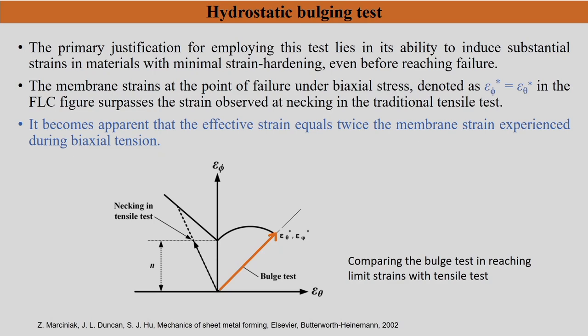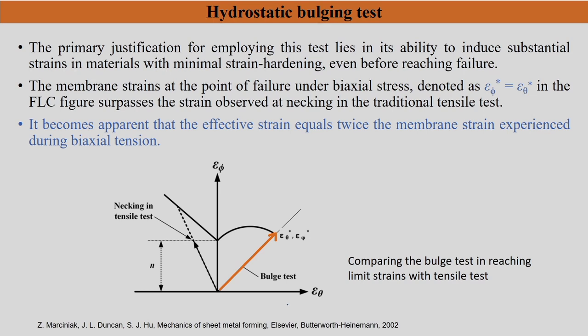So what is the importance of this particular test? The primary justification for employing this test lies in its ability to induce substantial strain in materials with minimal strain hardening even before reaching failure. Suppose you take a material with minimal strain hardening, where ductility itself is not that good. Getting its stress-strain characteristics using axial tests could be very restricted. In such types of materials also you can use this hydrostatic bulge test, and you get sufficient stress-strain data before failure happens.